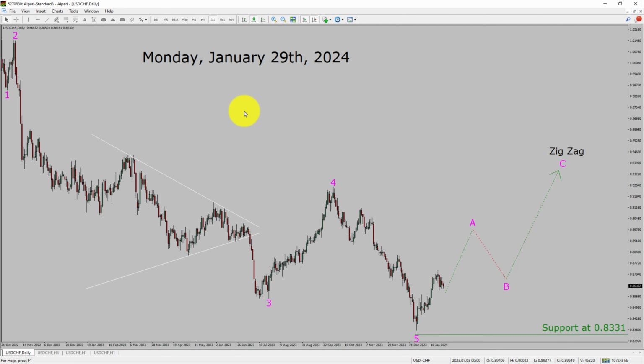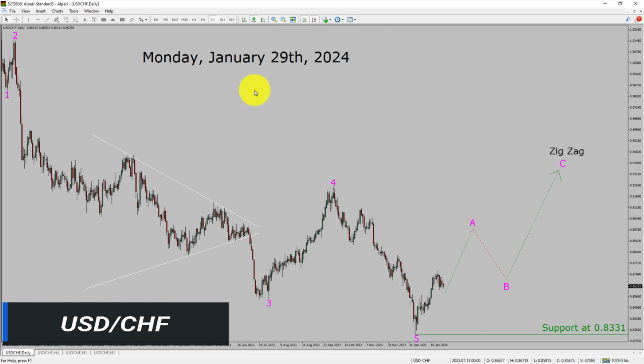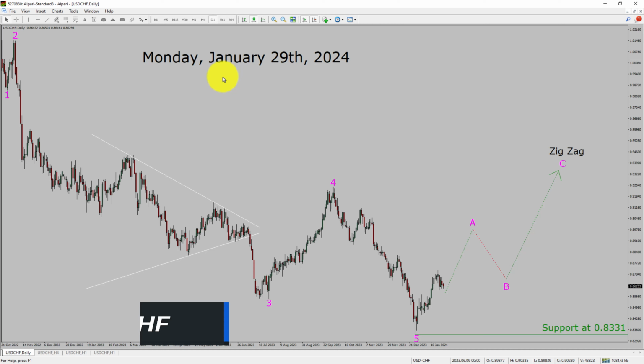Today is Monday, January 29th, 2024. I am going to analyze USDCHF currency pair. Let us start the top to bottom Elliott Wave analysis.